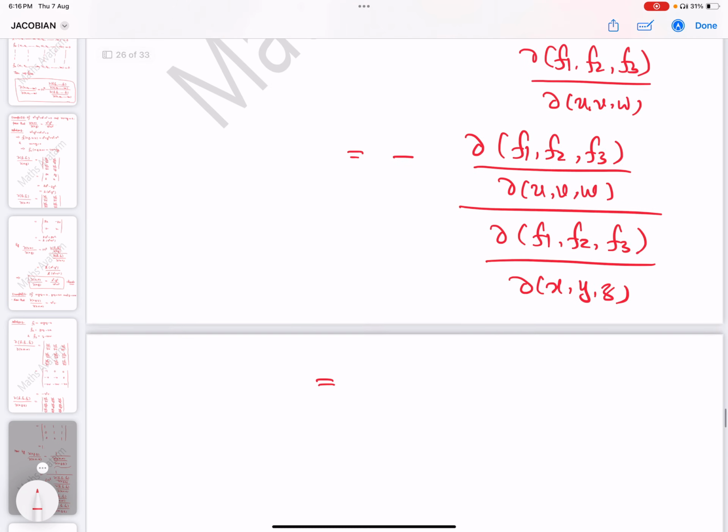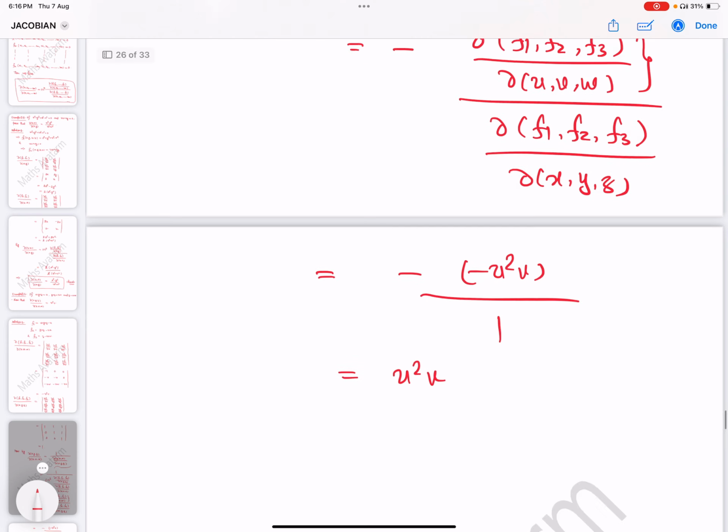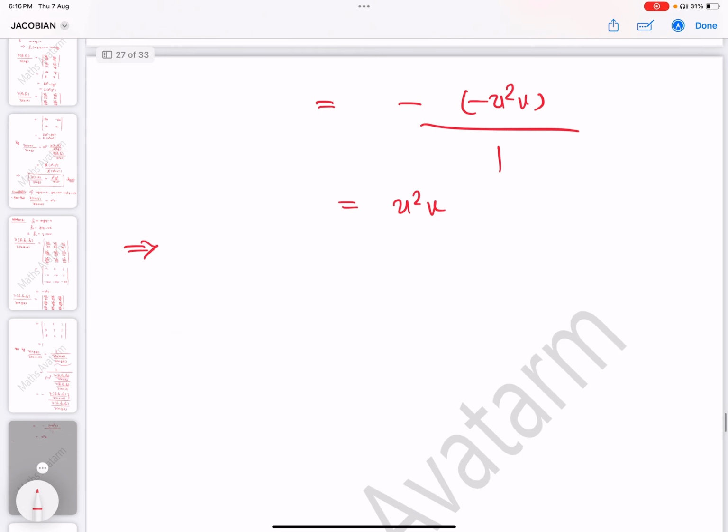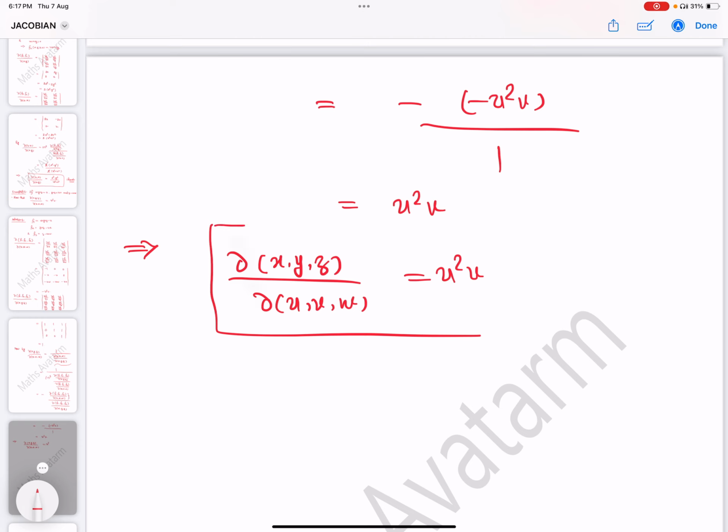So what is this value? This value is minus u square v. And what is this value? This value is 1. So u square v. Okay. So what we got? We got del (x, y, z) with respect to (u, v, w) is u square v. So that is proved now.